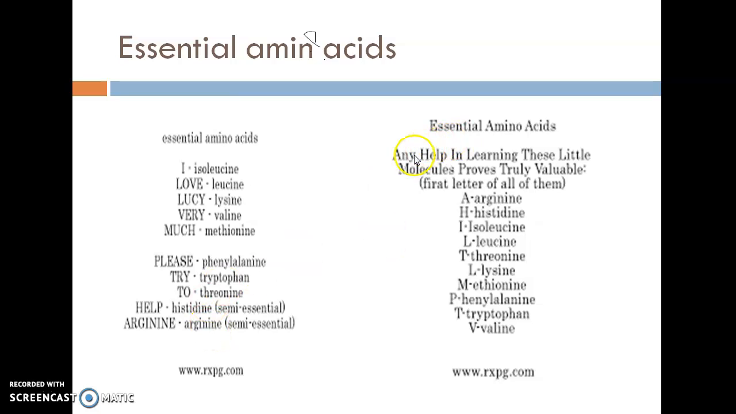So you can also learn the essential amino acids using this mnemonic: any help in learning these little molecules proves truly valuable. The first letters, that is A for arginine, H for histidine, I for isoleucine, L for leucine, T for threonine, L for lysine, M for methionine, P for phenylalanine, T for tryptophan, V for valine. I think this is more convenient for you to study.